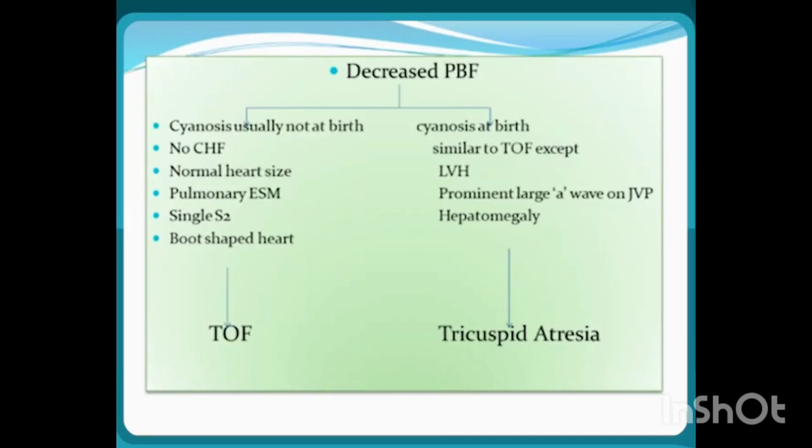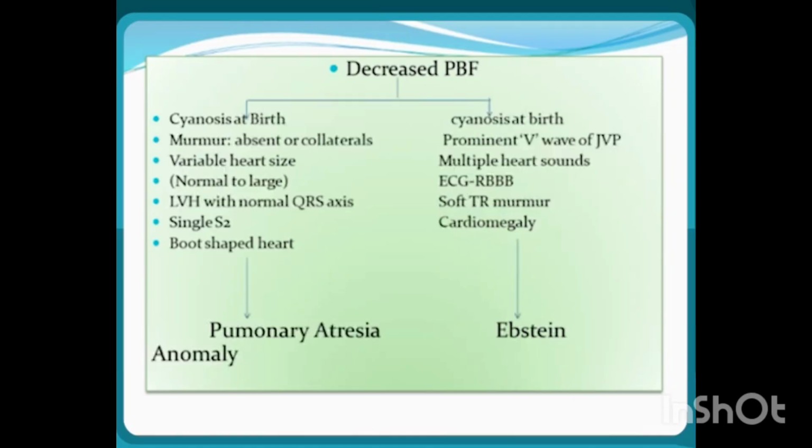No congestive heart failure, normal size heart, pulmonary ejection systolic murmur is there. There is single S2 and boot-shaped heart on the X-ray. These are the findings in the TOF. Then tricuspid atresia, similar to TOF, except there is a left ventricular hypertrophy and hepatomegaly. And likewise, pulmonary atresia situation and Ebstein anomaly, there are different markers that can differentiate one condition from the other condition.